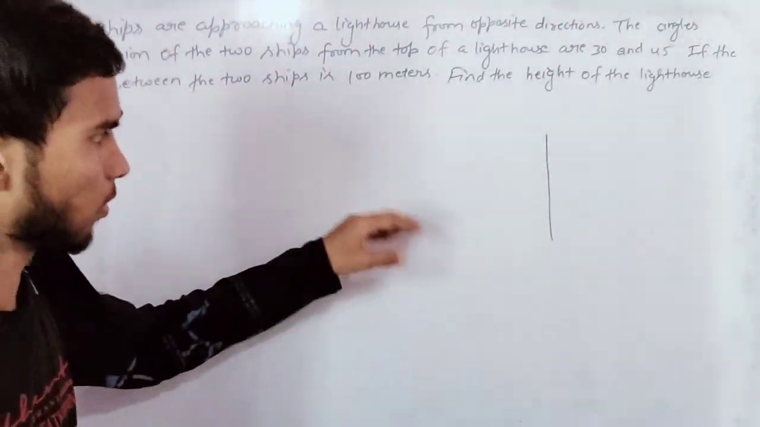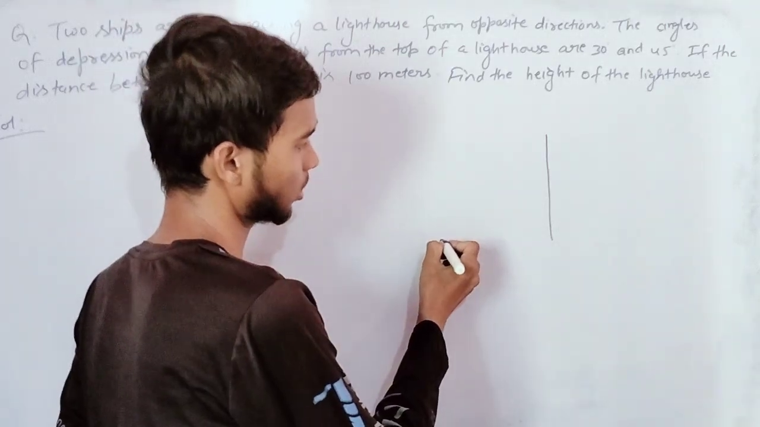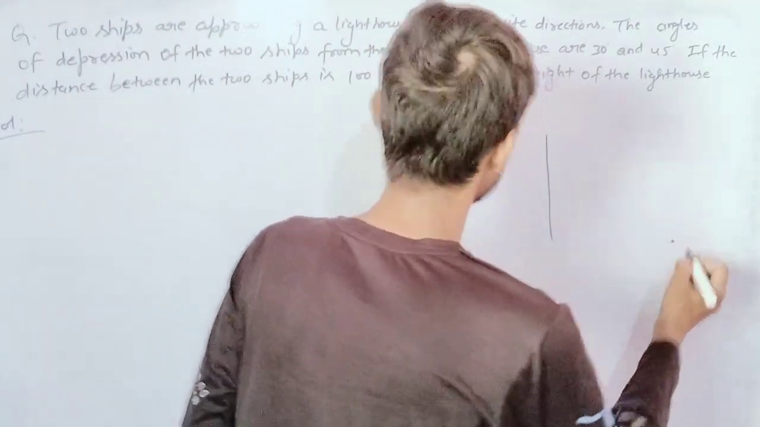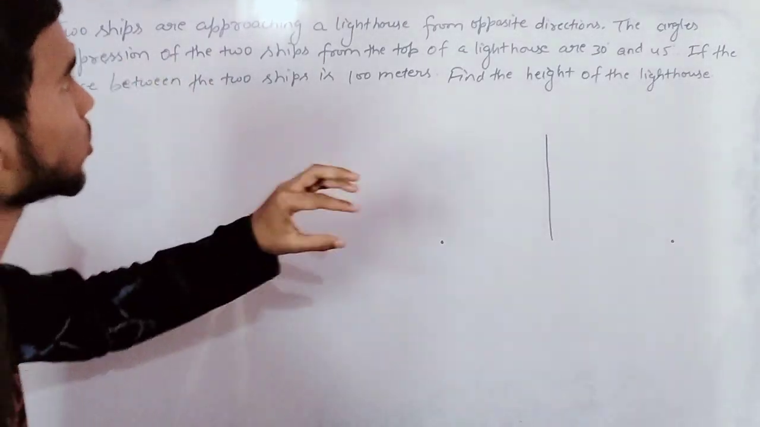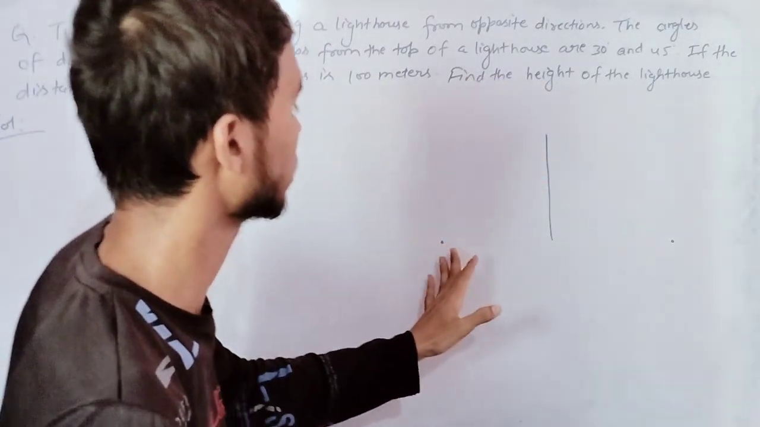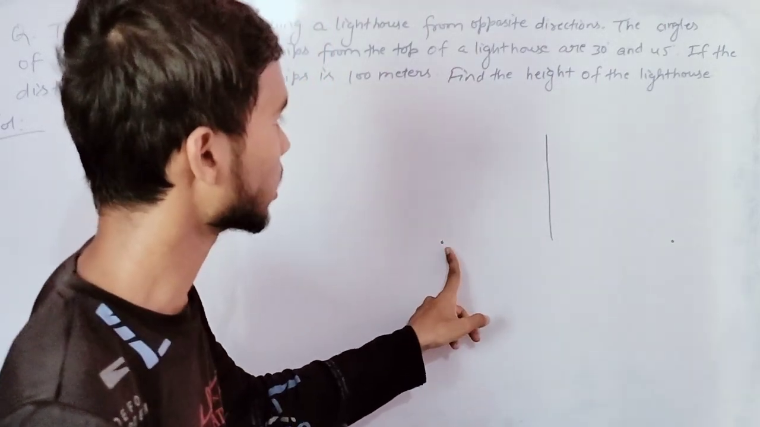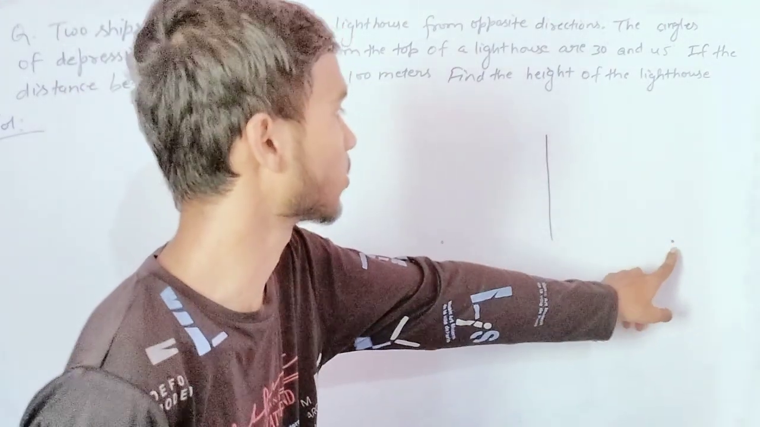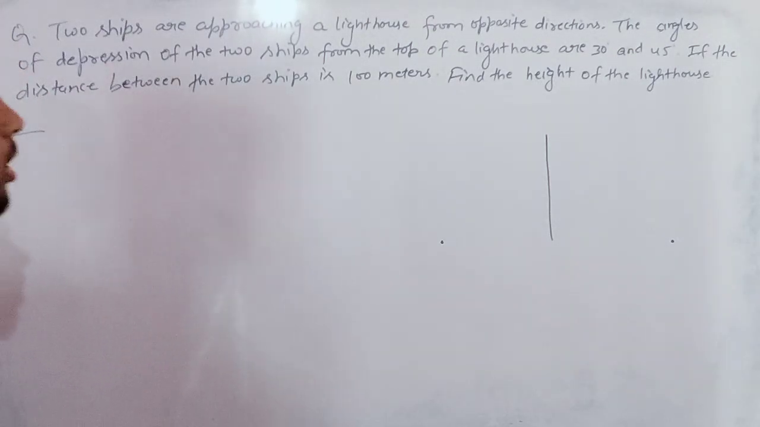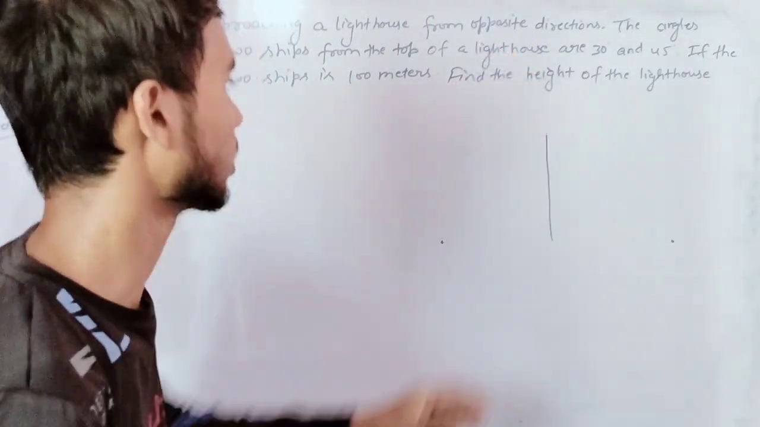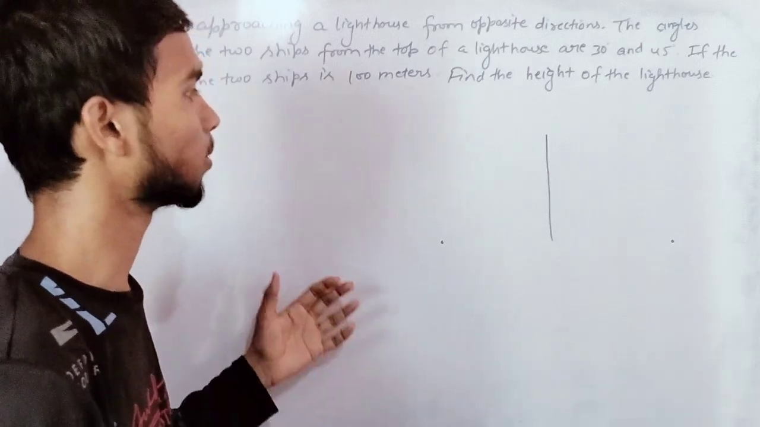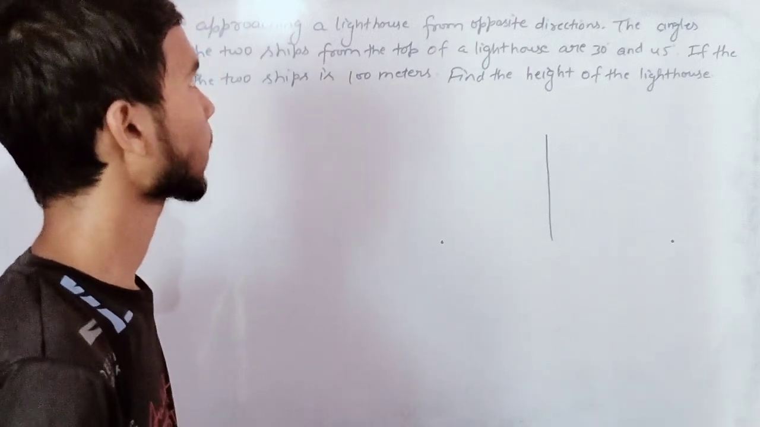Two ships will be here. Let's say this and this. Here, two ships are approaching a lighthouse from the opposite direction. This shape is opposite of this. The lighthouse is between two ships, and both ships are approaching a lighthouse.